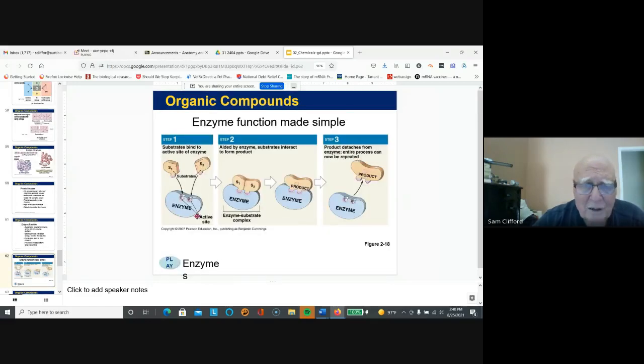So if you imagine a large protein taking two substrates, binding them to its active site, the active site allows this product to be joined at a very low temperature. And as soon as that product is done, the enzyme releases the product and keeps repeating the reaction. The enzymes are not modified during this reaction.